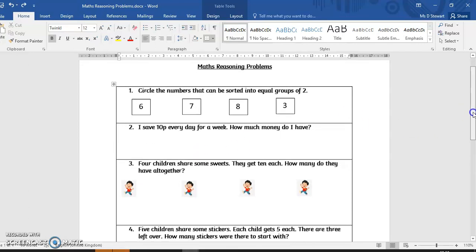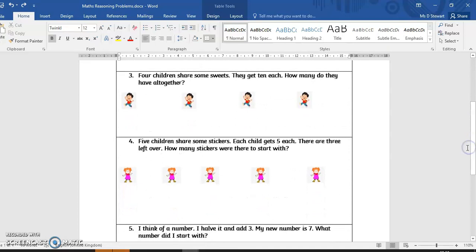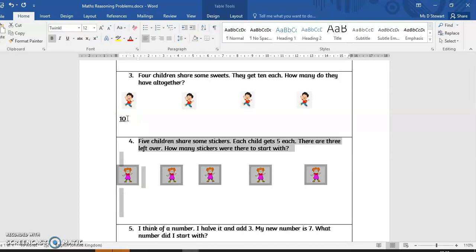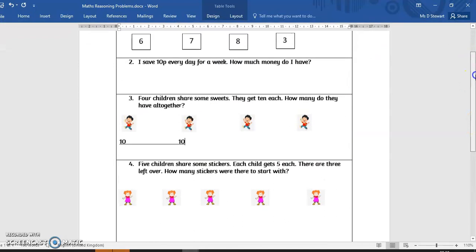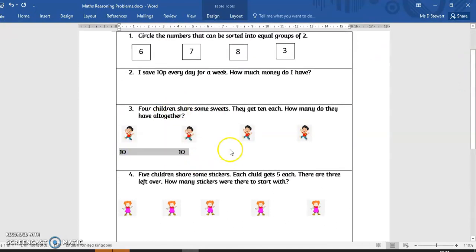And here, it says 4 children share some sweets. They get 10 each. How many do they have all together? So let's show their 10, just underneath each person. Scroll up in just a second. Let's get rid of that underlining. There we go. So we're giving 10 to each person. So rather than draw, I'm putting the numbers here. This is the next step in your problem solving, to use numbers rather than drawing lots of circles or dots. Take a long time to draw 10 for each one. So 4 children share some sweets. They get 10 each. So they had 10, 20, 30, 40 all together.